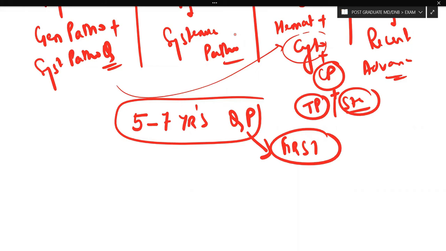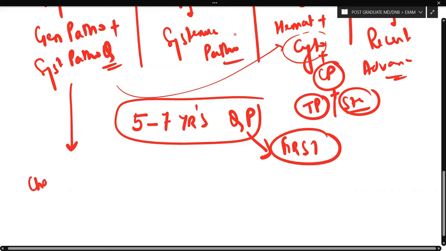I'm going to give you a fair bit of an idea with regards to how you are going to approach each and every paper. Mind you, I'm talking only about the theory now. So for paper number 1, that is general pathology, there is no doubt that the first 10 chapters, chapter number 1 to 10, are very, very important.